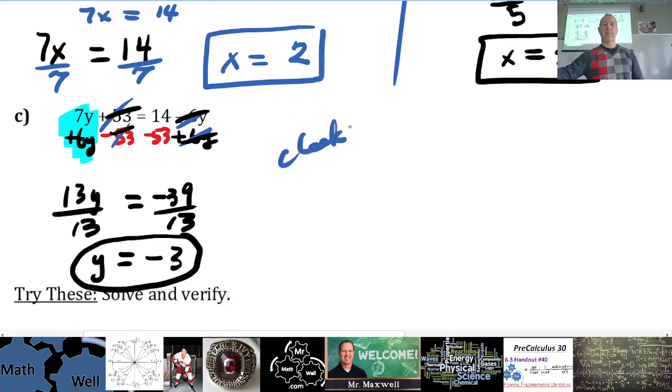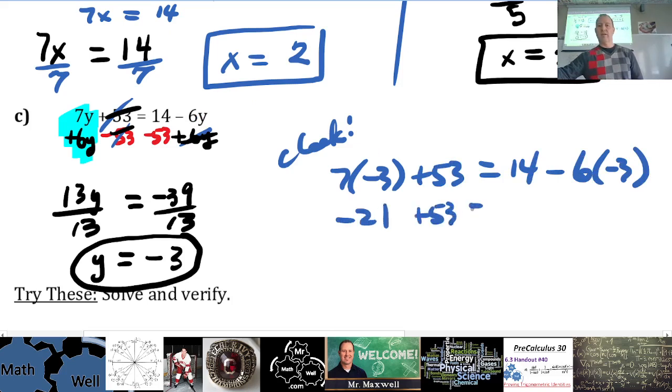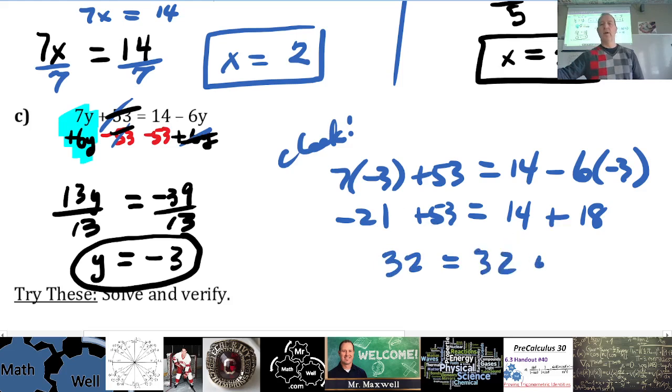Let's see, does this work? Let's check this puppy here. So 7 times negative 3 plus 53 equals 14 minus, what was that? 6y? Minus 6 times negative 3. Wow, this is going to be a tough one. Negative 21 plus 53 equals 14. Negative times a negative, that's a plus 18. So 53 minus 21 is going to be 32. And 14 plus 18 is going to be 32. Wonderful. So negative 3 does check out.